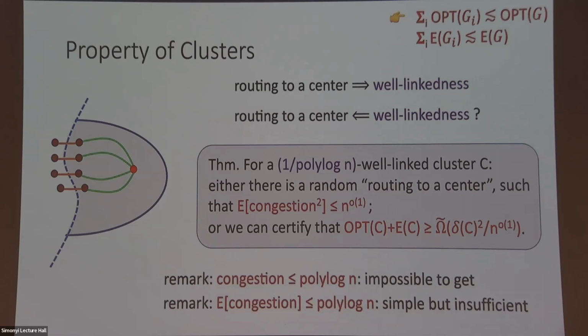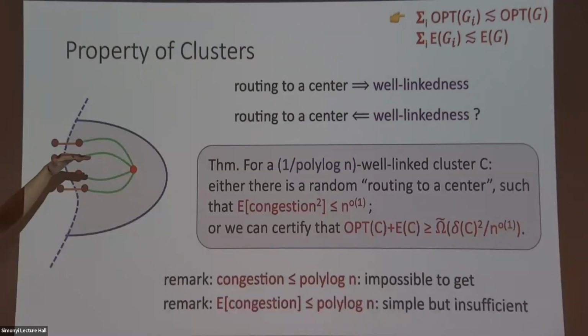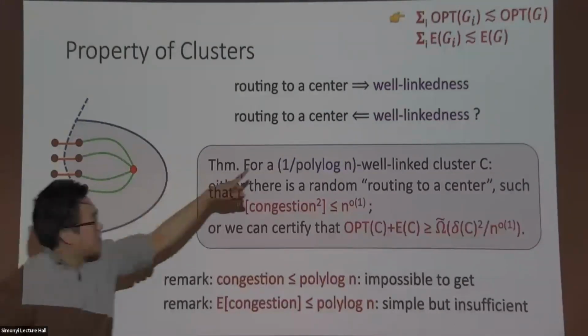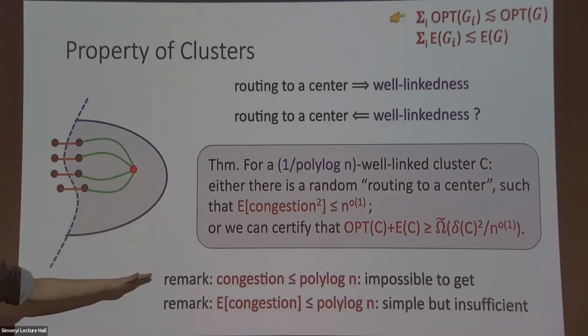We do know how to decompose the graph into well linked clusters or boundary well linked clusters. But is the converse also true? We do know routing to a center implies well-linkedness, but well-linkedness does not necessarily imply routing to a center. Especially here, we are requiring something stronger. The second technical part of this work is to show that in general, this backward direction is not necessarily true, but for our purpose, it is true. So we do not really need routing to a center on the surface. We only need well-linkedness, but only in our problem setting.